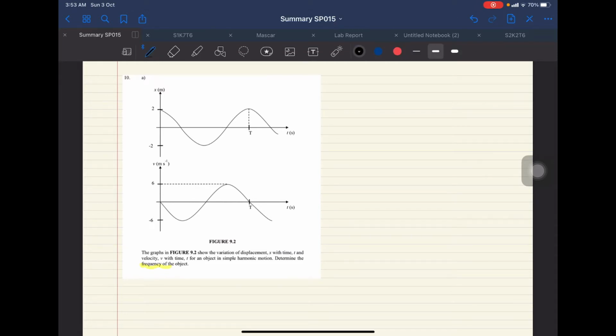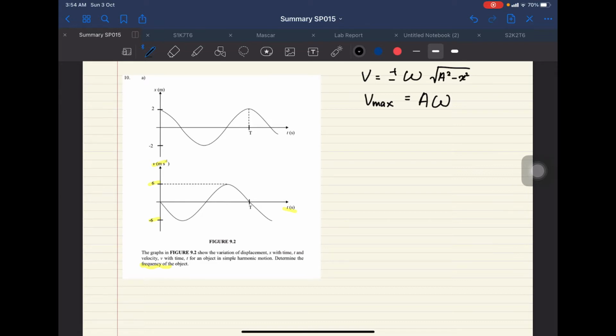One thing that you can find from the graph of v against t is that the maximum value of v is actually 6. So you know that v max is equal to A omega. This equation comes from v equals plus minus omega square root of A squared minus x squared.